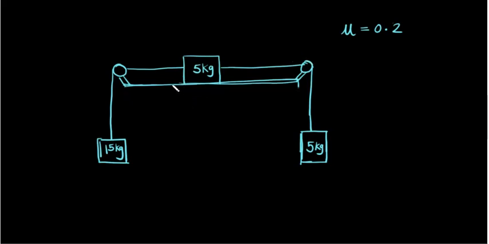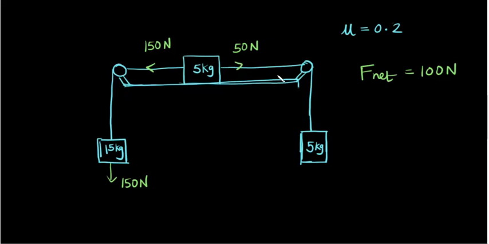Now suppose the system is not moving. Then the downward force on this would be 150 Newton. Suppose it will not move, that means the force in this direction will be 150 Newton, and the force in this direction will be 50 Newton. So the net force is towards left. What will be the net force? Net force will be 100 Newton, that is 150 minus 50 Newton.